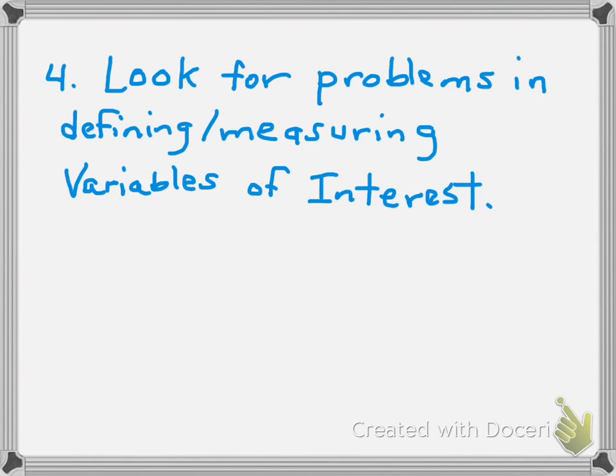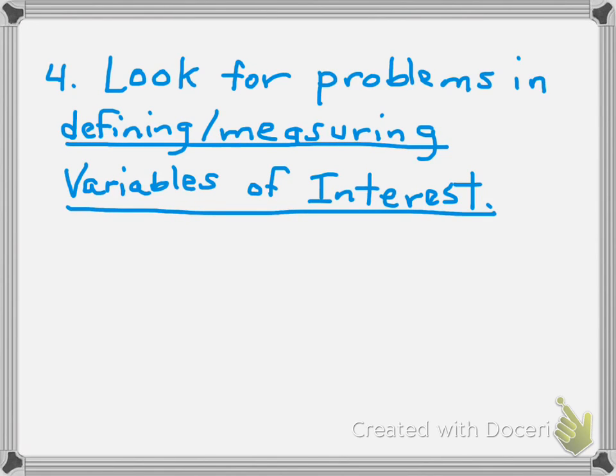The fourth guideline that we're going to look at is number 4, look for problems in defining or measuring what we call variables of interest in the study. And the variables of interest are the items or quantities the statistical study seeks to measure.